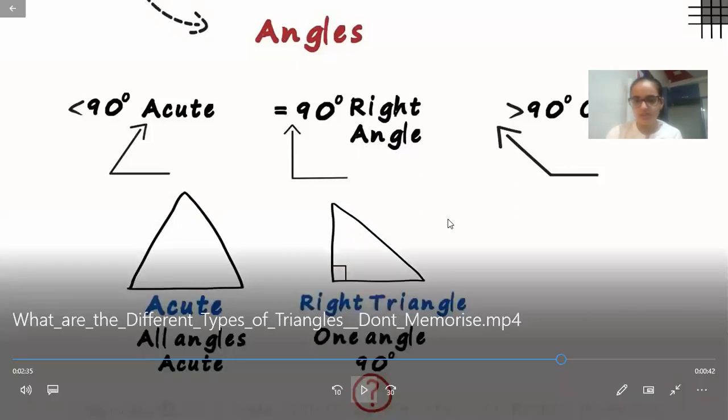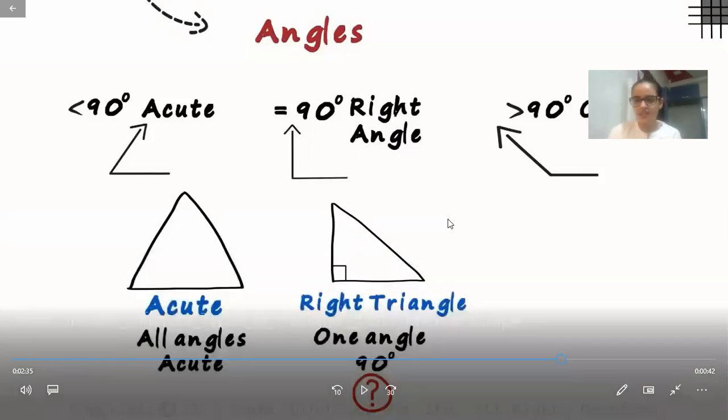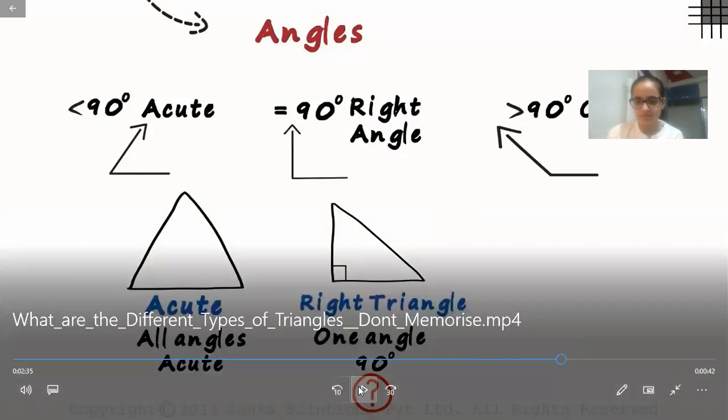Yes, so can we have two right angles in a triangle? Is it possible to have two right angles in a triangle, and why? Try it in your notebook and you will get your answer.